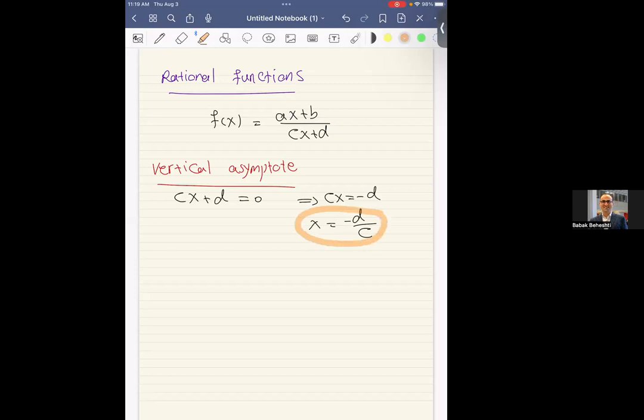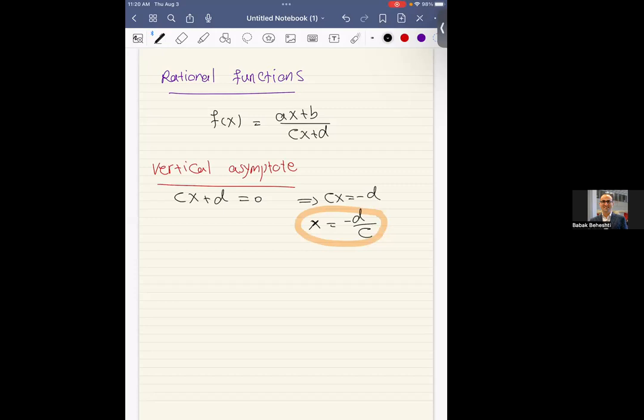So it's a vertical line, right? This is why it's called a vertical asymptote, because it's a vertical line. Asymptote means a line that the graph of a function approaches. So it's either a vertical line or a horizontal line. Here it's a vertical line. So the graph of this function approaches this line when x approaches minus d over c. I will show you more examples, but this is the vertical asymptote.